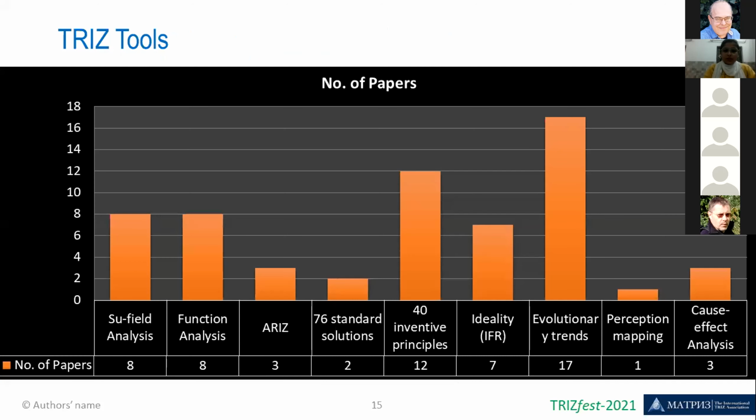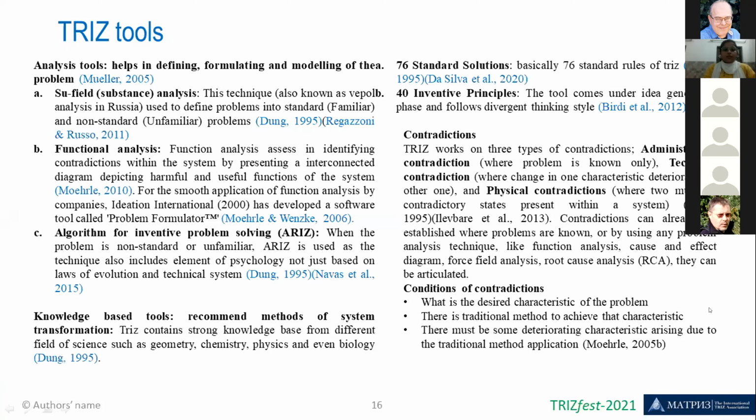These are the TRIZ tools that are mostly applied: substance-field analysis, functional analysis, ARIZ, 76 standard solutions, 40 inventive principles, ideality, evolutionary trends, perception mapping, and cause-effect analysis. But here you can see that perception mapping and cause-effect analysis are the most widely used tools for the business and management area, but the usage and the literature available on these tools are very little. So this is the description of TRIZ tools.